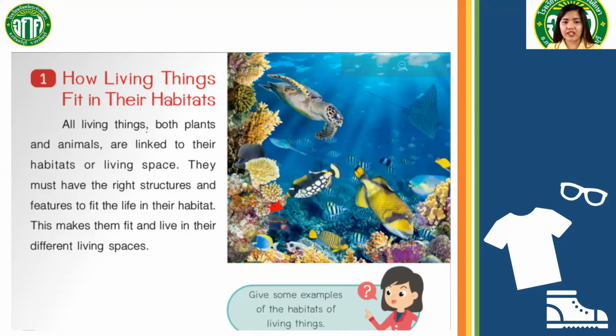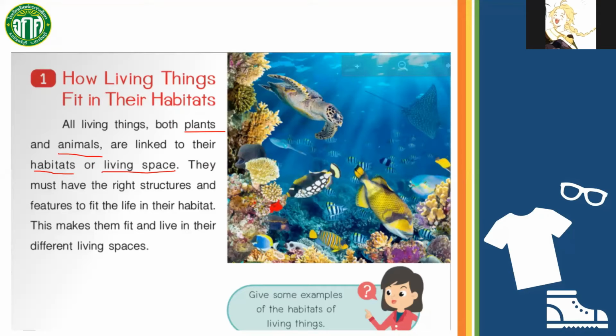Okay, so all living things, both plants and animals, are linked to their habitats or living space. Okay, so when we say habitat, this is our living space. It is the place where we live. They must have the right structures and features to fit the life in their habitat. This makes them fit and live in their different living spaces.